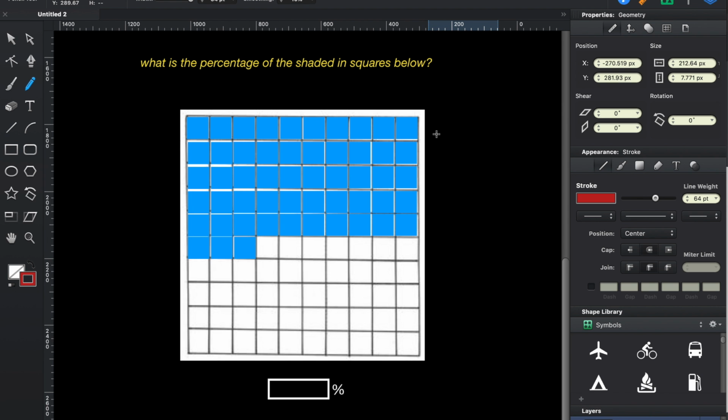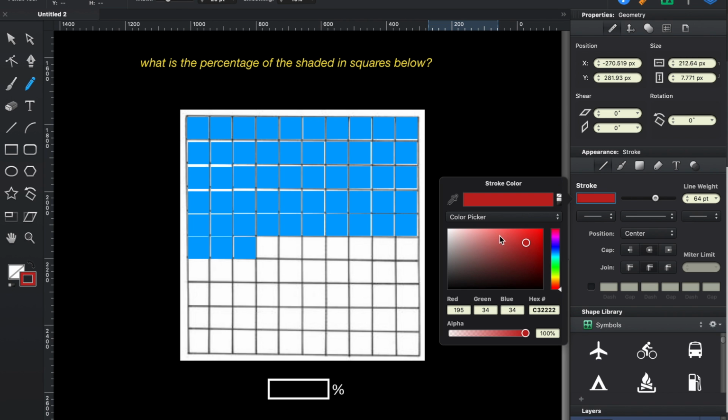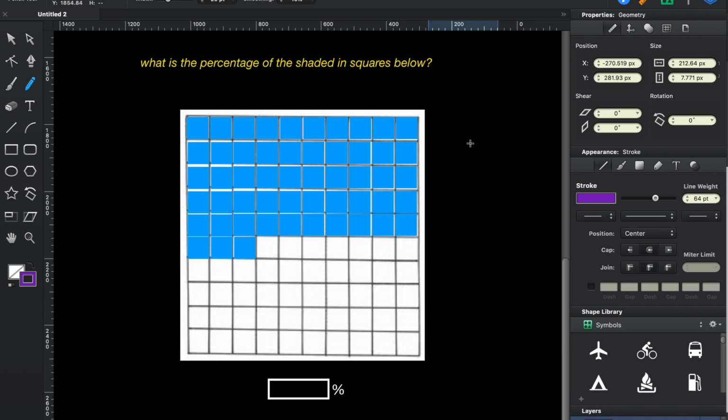Next question. What is the percentage of the shaded in squares below? So we're basically doing the opposite of what we just did. We can first count these squares. We can change the color if you like. I'm going to pick purple. I think you guys like pink more, but anyway, purple is still nice.